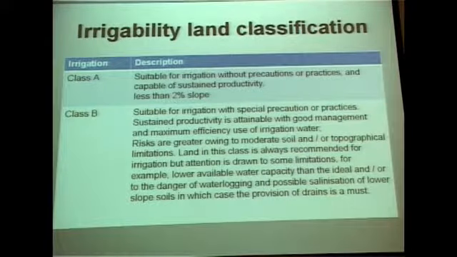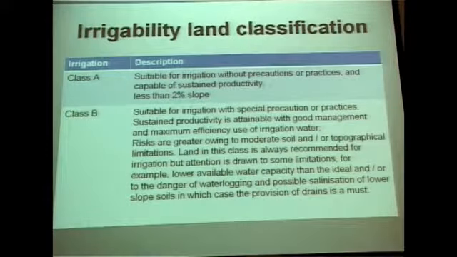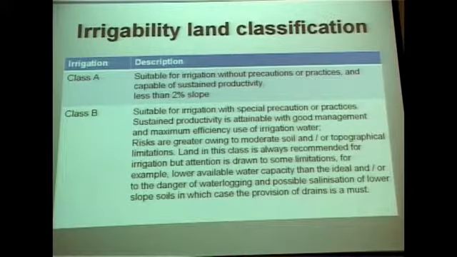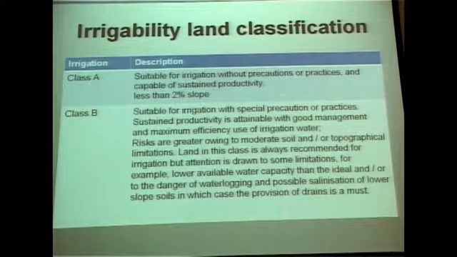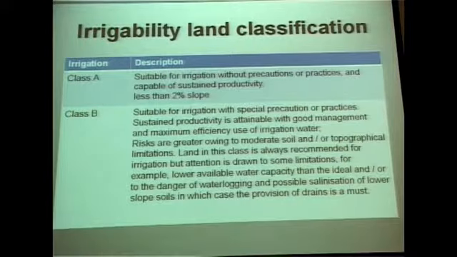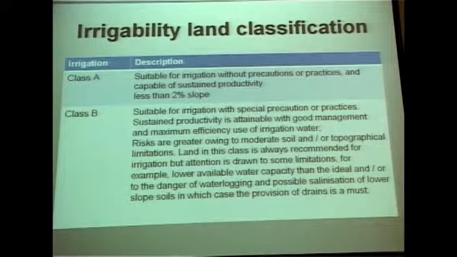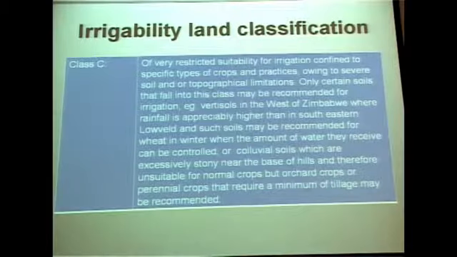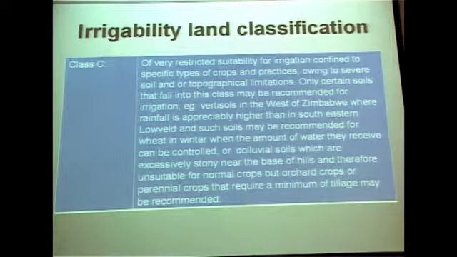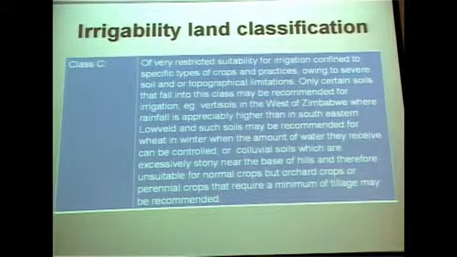We also have a Class B, where we can do irrigation but with a bit of some precautions or practices. And we need to have a good water management and also maximum efficiency of water. And the risks normally is about the soil and topography limitations in terms of maybe the depth and the slope, the suitability in terms of the type of the crops and the practices because of the soil and topography limitations.